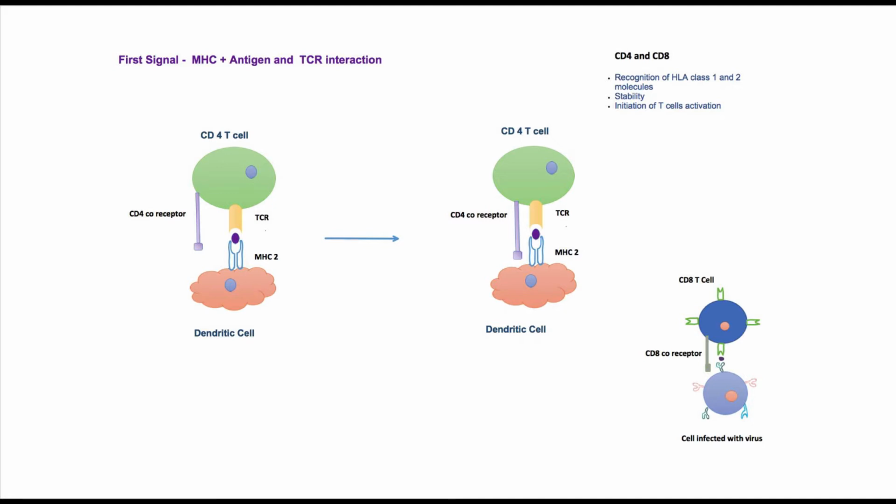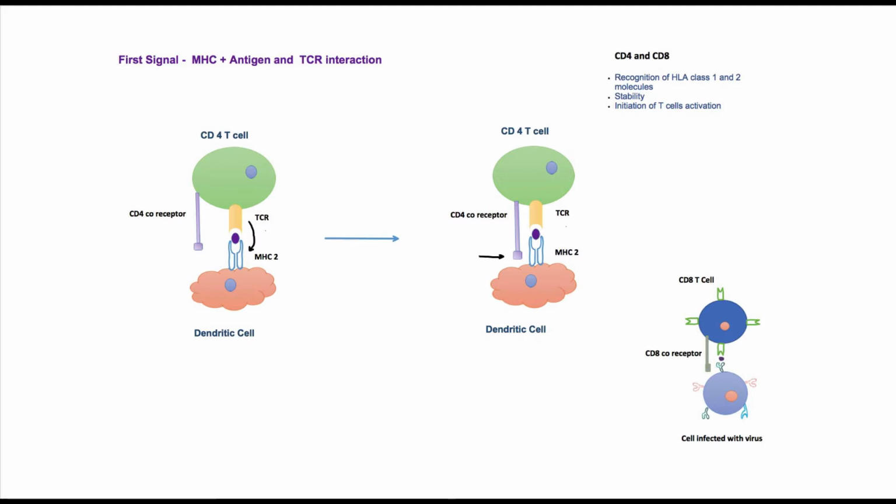First signal for activation of CD4 T cells is interaction of T cell receptors of these cells with antigen present on HLA class II molecules. If T cell receptors have sufficient affinity for this antigen, then CD4 co-receptor of CD4 T cells bind to HLA class II molecules.